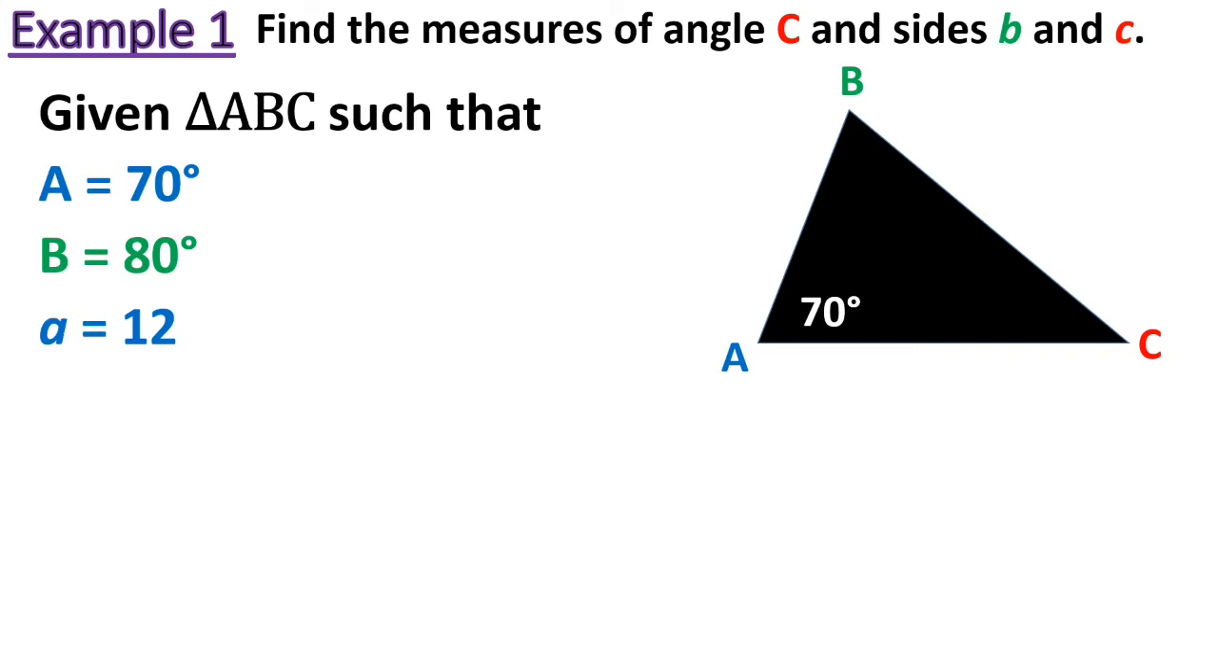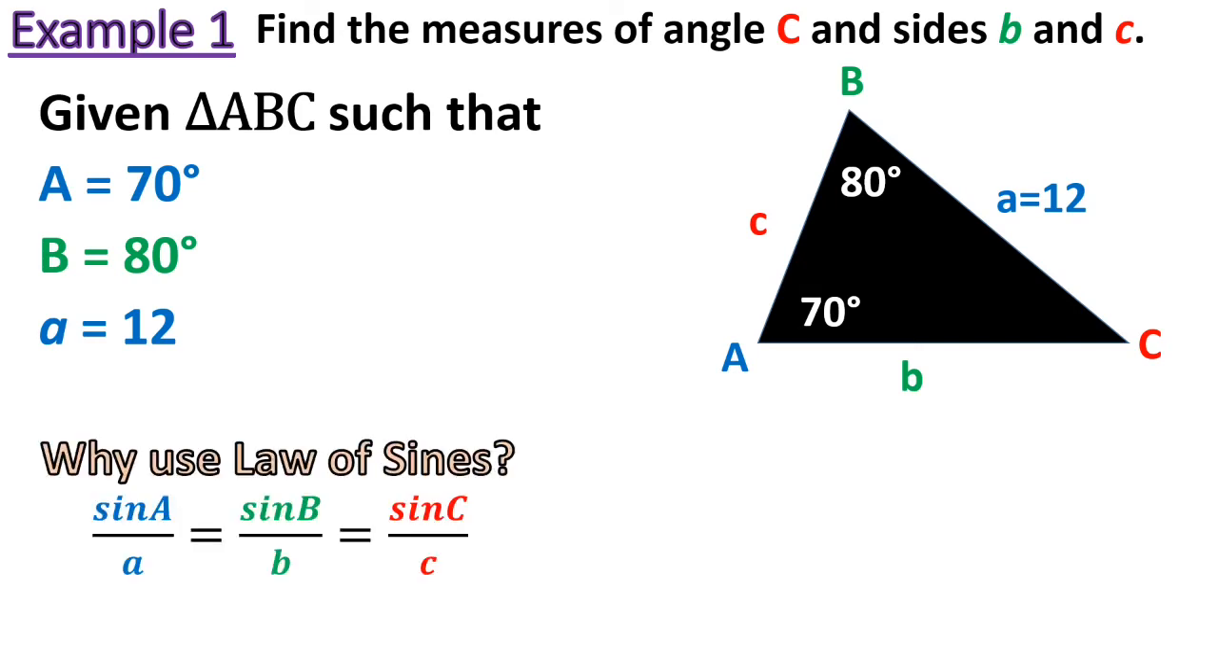We know that angle A is 70 degrees and angle B is 80 degrees. The side directly opposite angle A is side a. The side directly opposite angle B is side b. And opposite angle C is side c. I'm going to say this one more time because it's very important. We are going to choose to use the law of sines because we know a side and its corresponding angle.